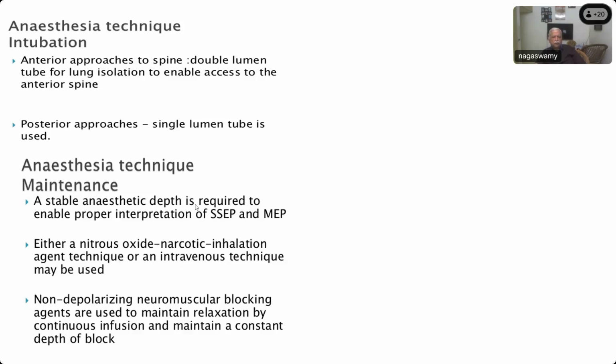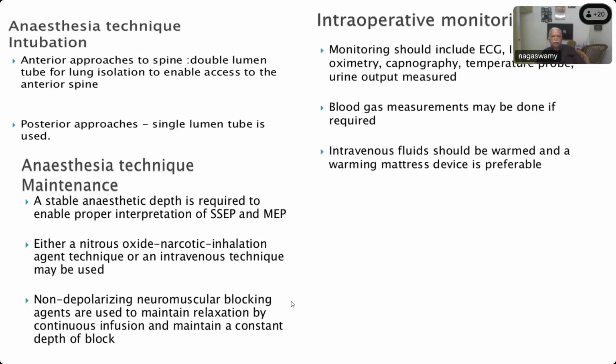But for patients where you plan to do neuromonitoring, this technique will not be ideal. You have to go for total intravenous anesthesia only. And you must have all the routine monitors, including capnography, and temperature and urine output are very, very important. Especially for scoliosis, patients can become hypothermic also because a large area of the body surface is exposed to the ambient temperature. So you must take proper care to maintain the body temperature of the patient.